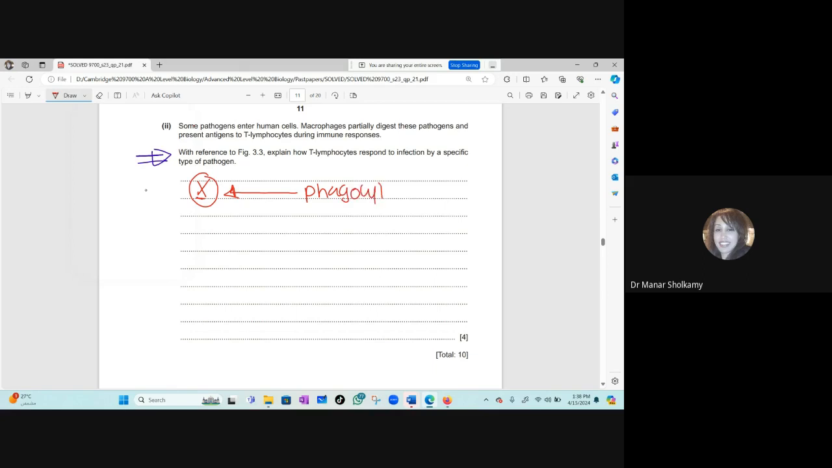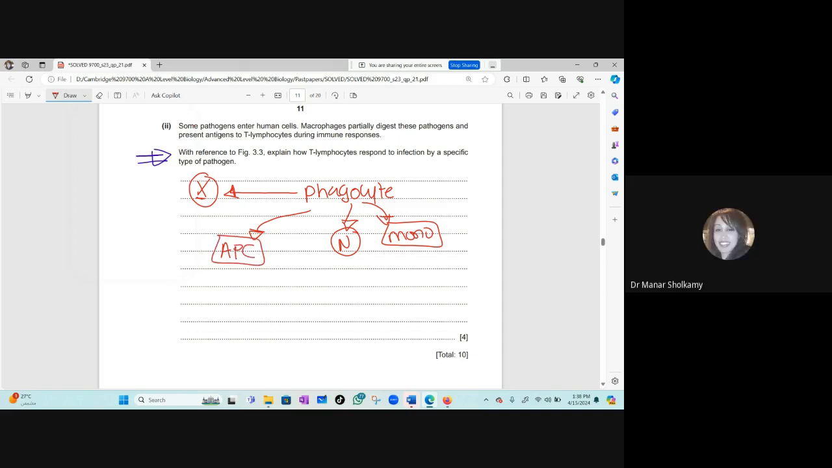Let's remind each other. We have two phagocytes. We have the neutrophils and we have the monocytes or the macrophages. The neutrophil will do complete phagocytosis. The monocytes or the macrophages, do they do complete or incomplete phagocytosis? Incomplete phagocytosis. And when this happens, they change into an antigen presenting cell. Very good.